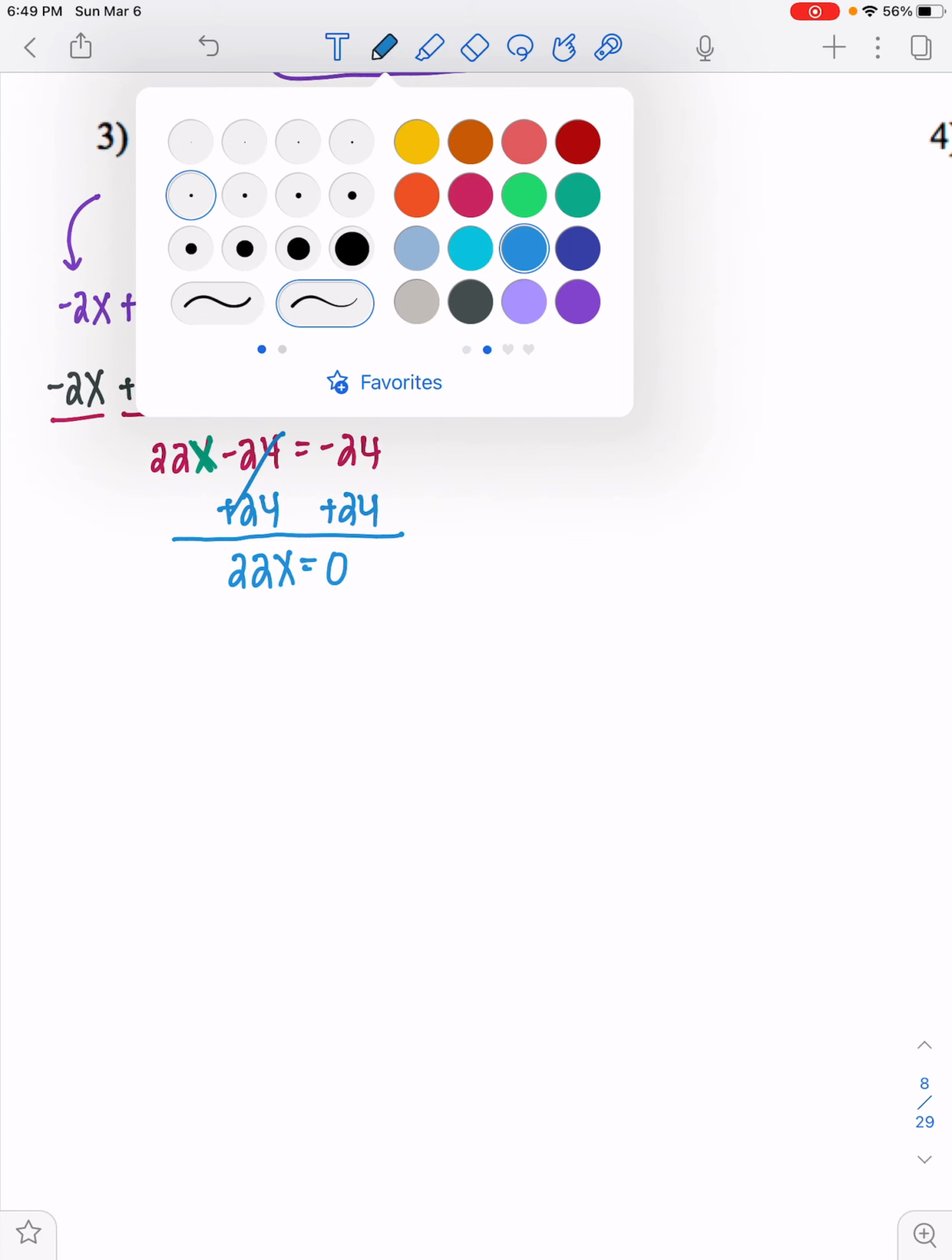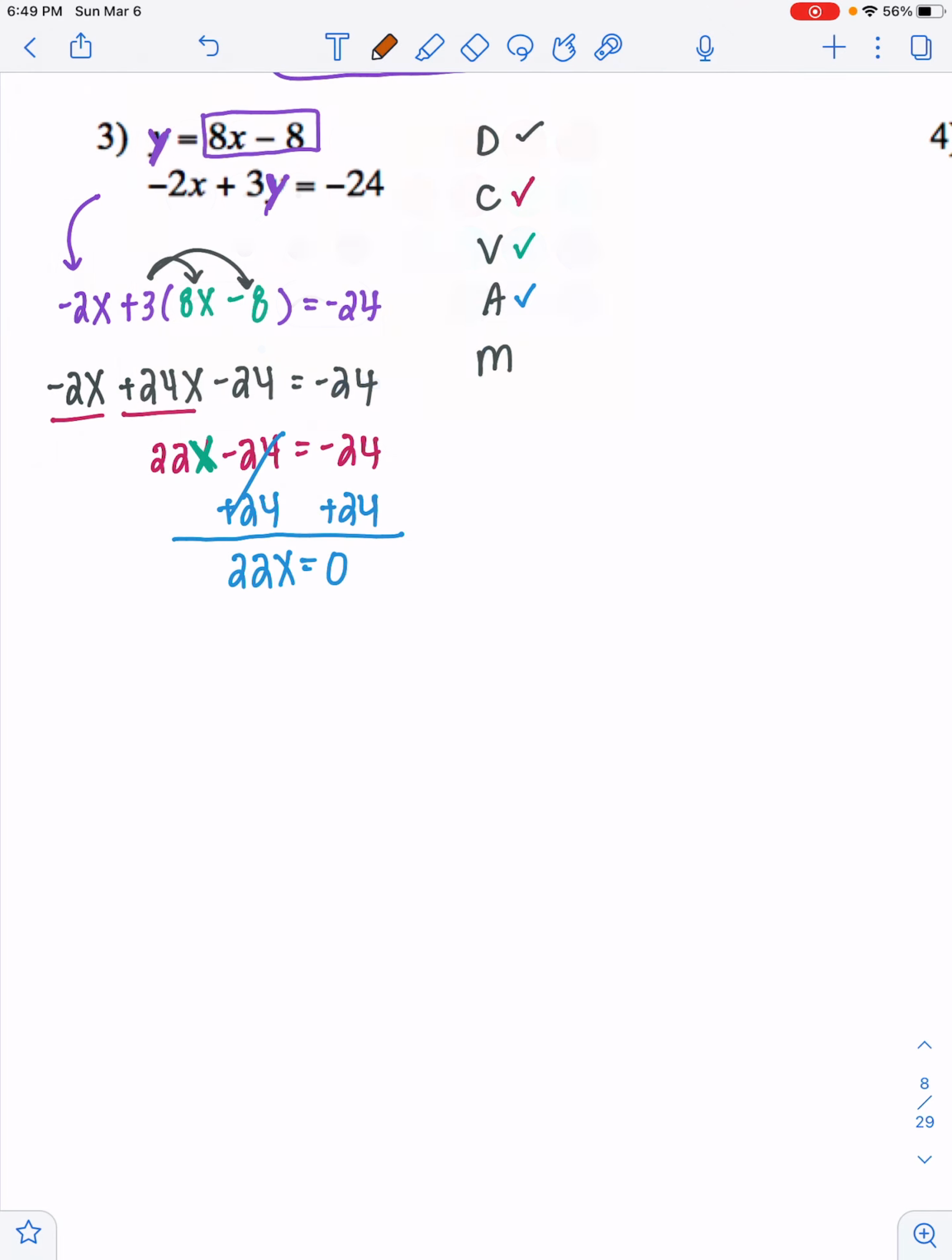And let's finish this off though. Last step, multiply or divide by your coefficient. We're going to divide by 22. And we end up getting x equals 0. And that is absolutely a valid answer. I think a lot of times when we get that, we freak out. We think we did something wrong. But 0 is a valid answer, okay? It's just, we're not done yet.